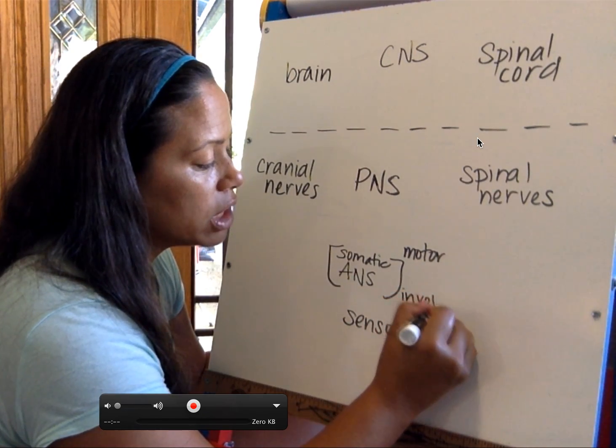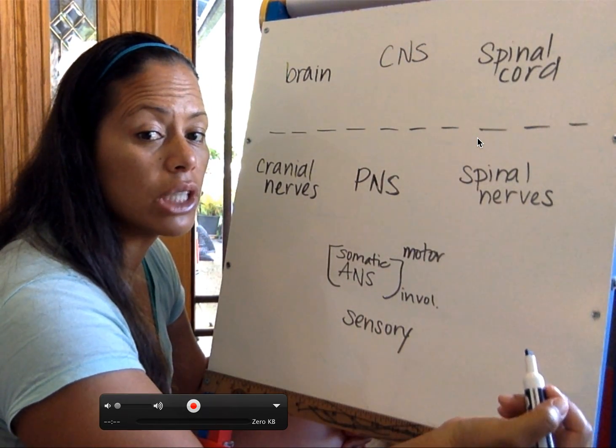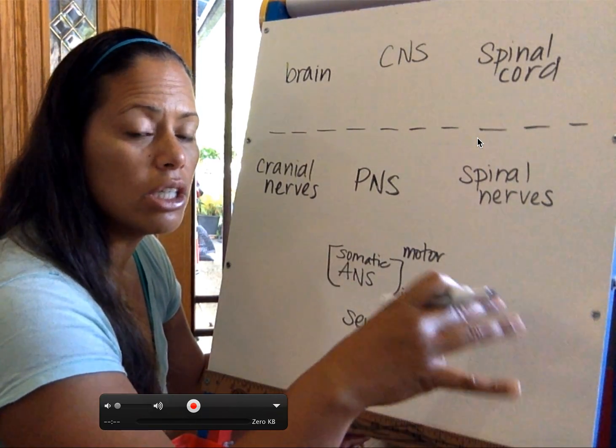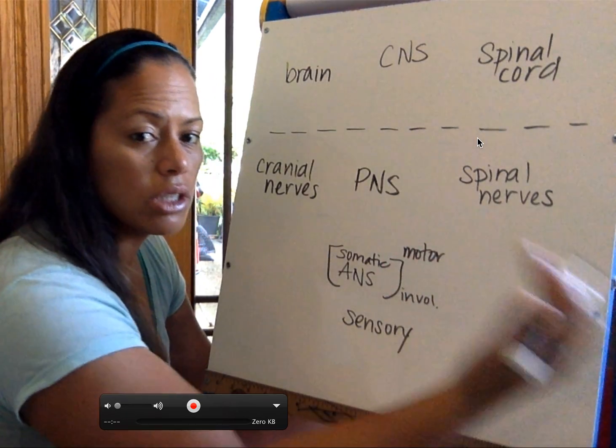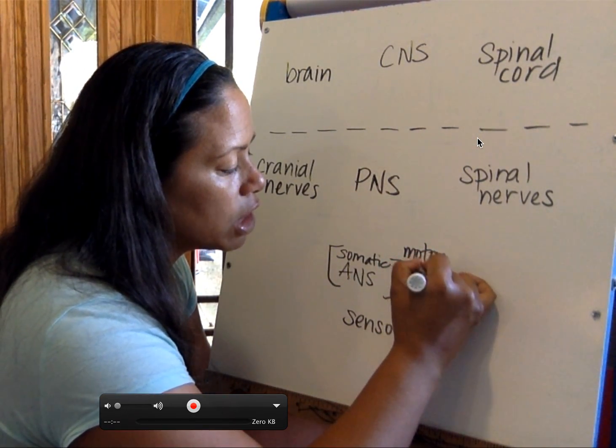So I'm just going to write voluntary. That means we don't have any control over it. Do you have control over your heart and your stomach? No, you don't. What about your skeletal muscles, your arms? You can move them. Yes, so you have control, so that's voluntary.